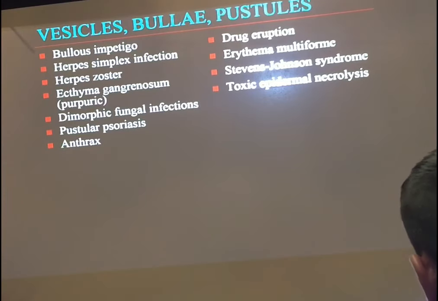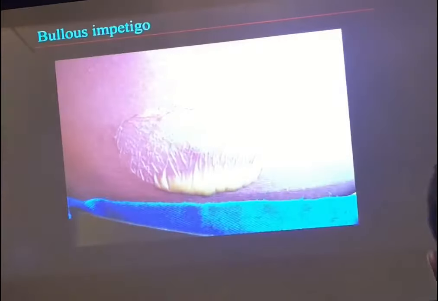Vesicles, so blisters, large ones, small ones. Bullae are just large blisters, and those filled with pus are called pustules. One of the most common things seen is pyodermas or bullous impetigo caused by staph and strep. Then herpes simplex virus, in which the vesicles will be clustered, and zoster, which will most likely be dermatomal.